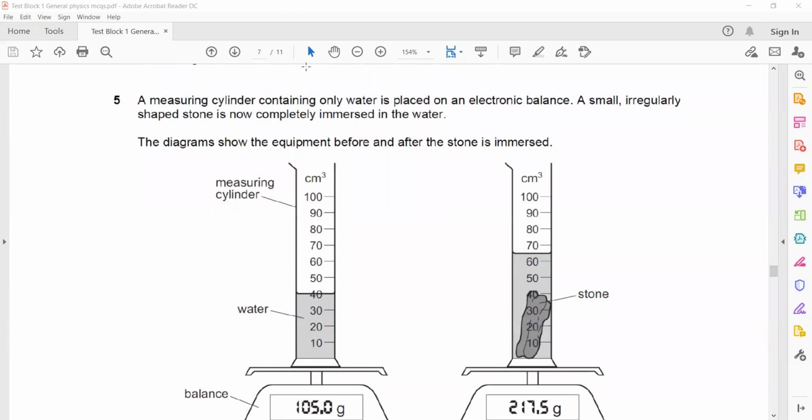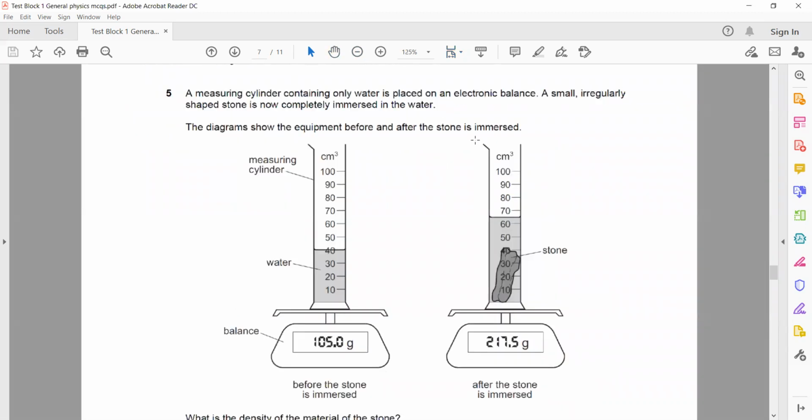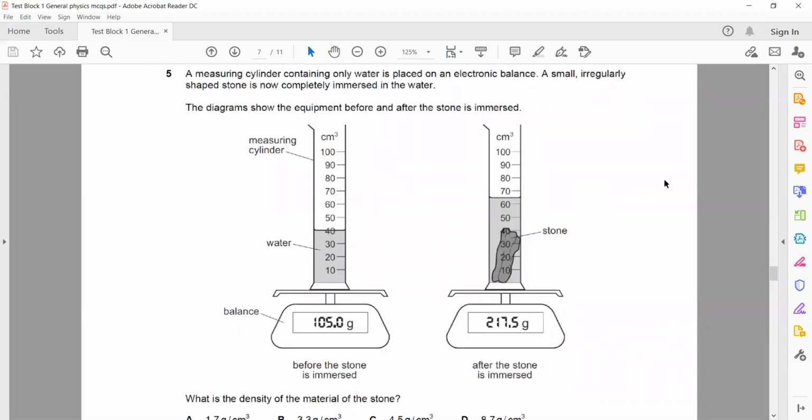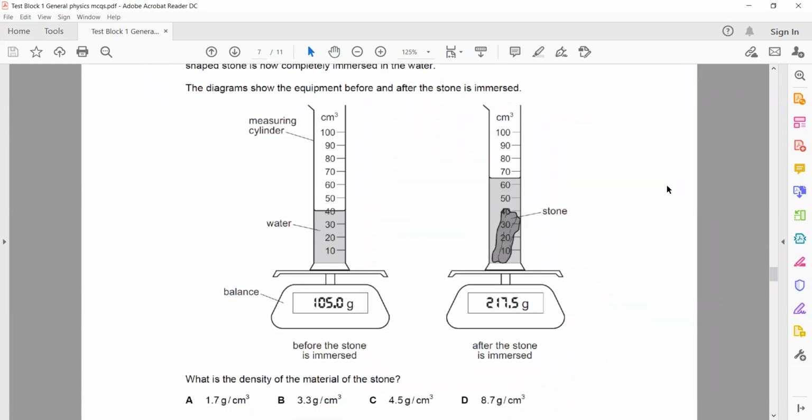Then a measuring cylinder is there containing water. A small irregular stone is dropped, immersed in water. What is the density of the material? So density is mass over volume. So what is the mass of the stone?